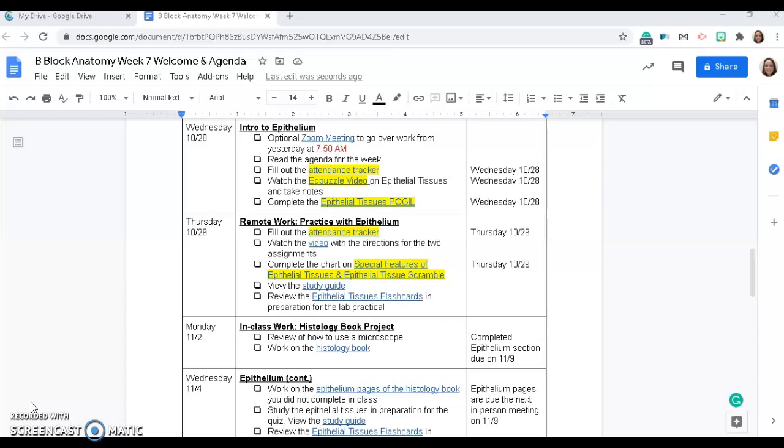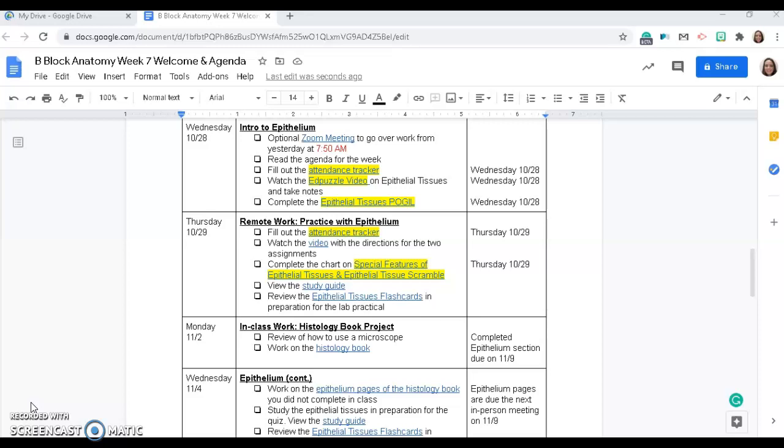And then there's an assignment called the epithelial tissues POGIL, where you'll have some practice identifying different tissue types. On your remote day this week, there is an assignment to help you practice with identifying the different tissues, identifying the functions, structures, locations in the body. So that'll be on your remote day.